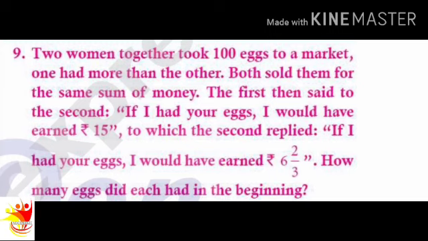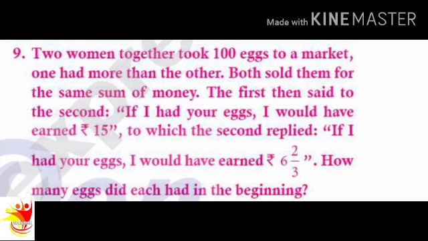Two women together took 100 eggs to a market. One had more than the other. Both sold them for the same sum of money. The first then said to the second, "If I had your eggs, I would have earned rupees 15." To which the second replied, "If I had your eggs, I would have earned rupees 6 2/3." How many eggs did each have in the beginning?